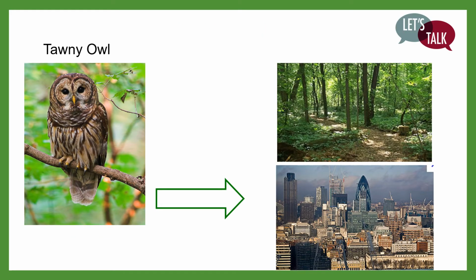What do you think would happen if the habitat of a tawny owl changed to become a city? Pause for thought and jot down your ideas. Well done. That's right, the owl would find it more difficult to hunt, wouldn't it? Owls are nocturnal animals, so the lights would be confusing for it, and there wouldn't be much prey about for it to hunt, so it might starve.